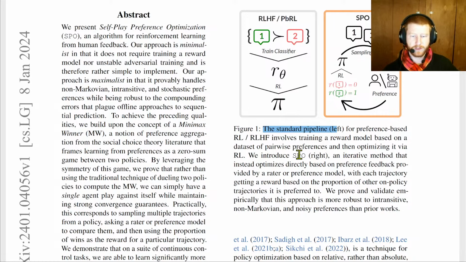So they say we introduce SPO, an iterative method that instead optimizes directly based on preference feedback provided by a rater or preference model, with each trajectory getting a reward based on the proportion of other on-policy trajectories it is preferred to. Okay, so this is going to be, rather than generating a bunch of data at the start and then doing your training, this is going to be continuous. We generate a few completions, we rate them, and then we update somehow based on that. Then we generate more completions, we rate them, we update.